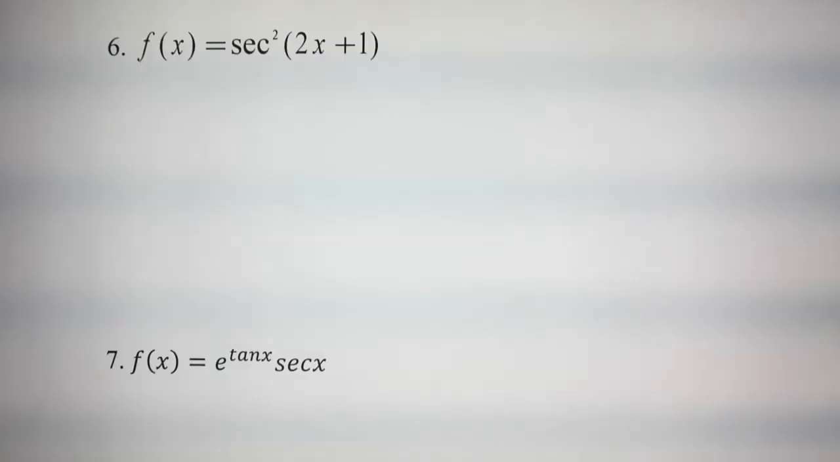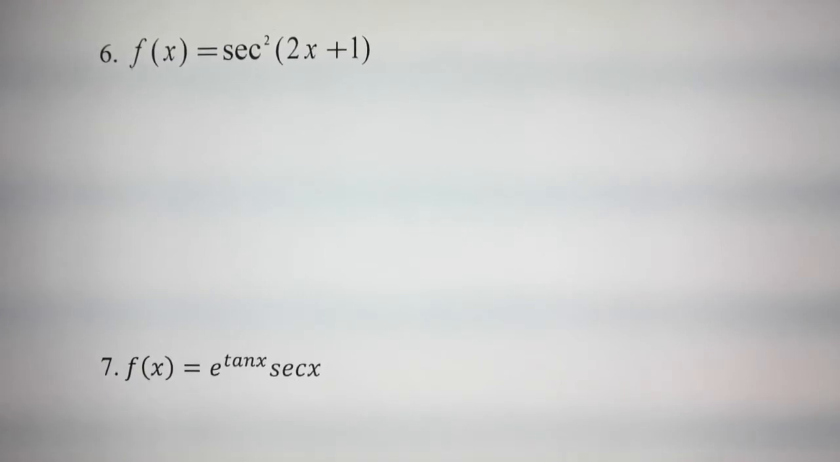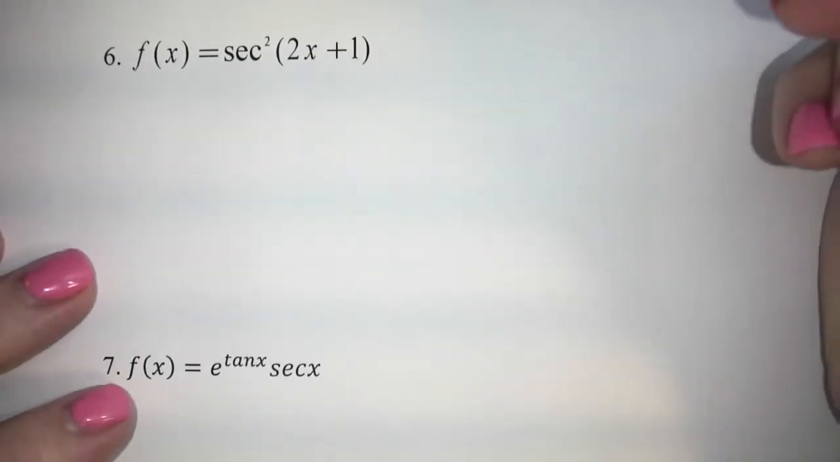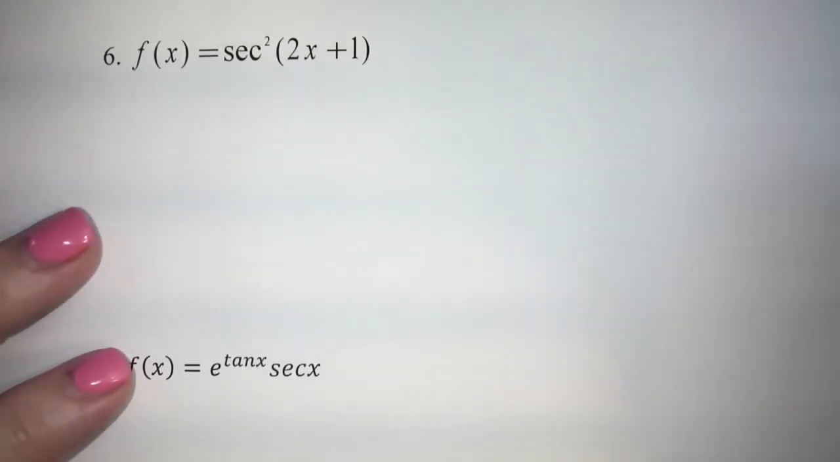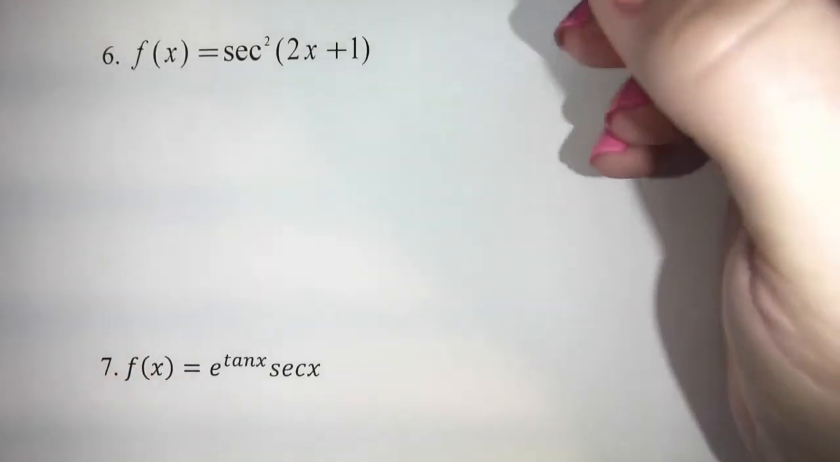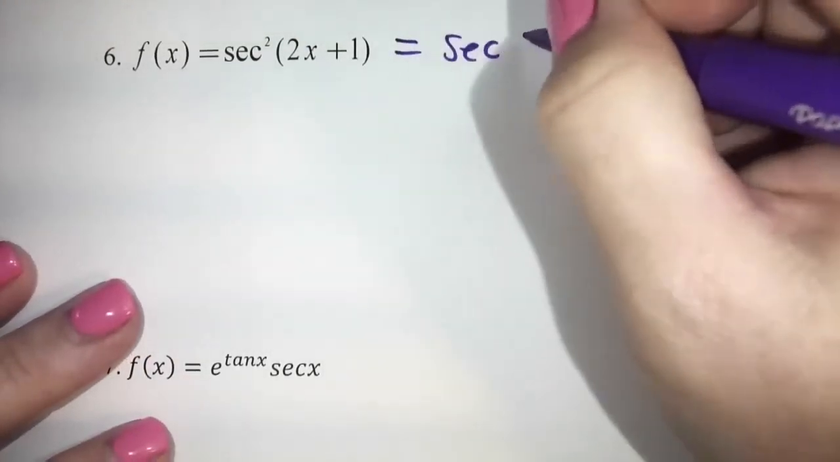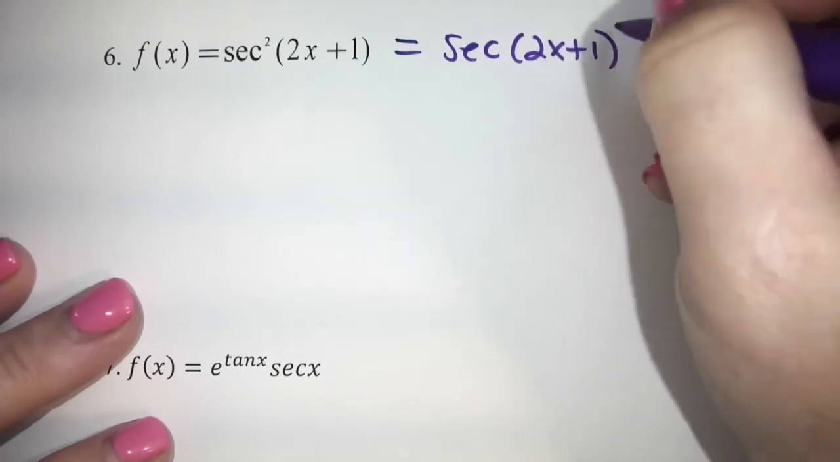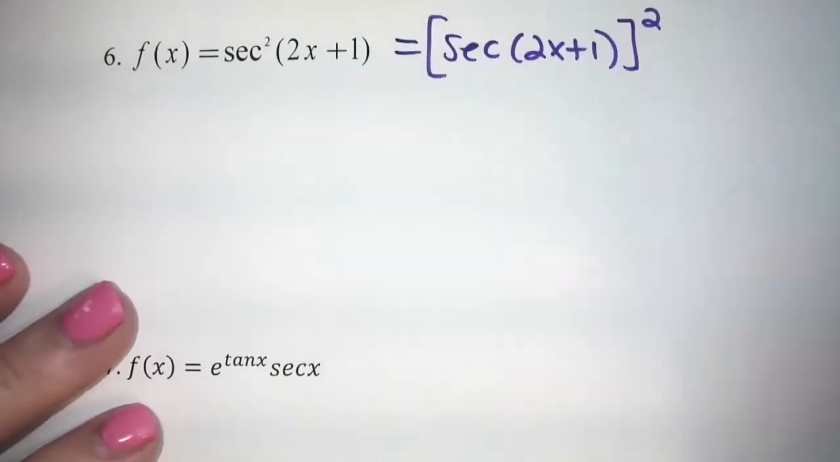Okay, number 6. So here we have sec squared of 2x plus 1. So think about what we do about the fact that we have a 2 there, right? This is really sec 2x plus 1 squared. So how do you write this before you start? I would write it as sec 2x plus 1 all to the 2, like that.